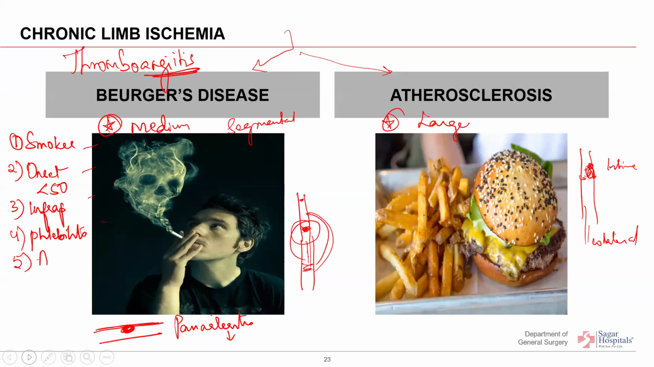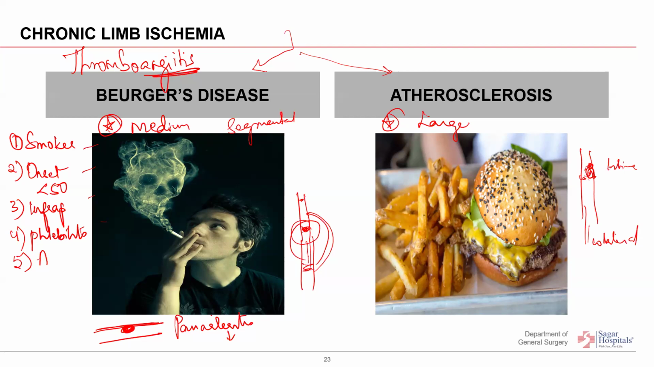Okay, sir, any particular reason why it is segmental? Sir, because it is panarteritis, so the entire... Why is it segmental, not continuous? That I'm not sure, sir. I don't know. I think Burgess disease is very poorly understood in terms of its pathogenesis. So I think we just know what it causes, but we don't know why it causes what it causes. Shravan, am I right, or is there any reason why?